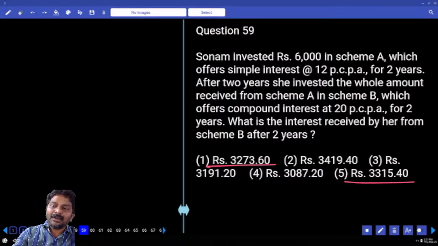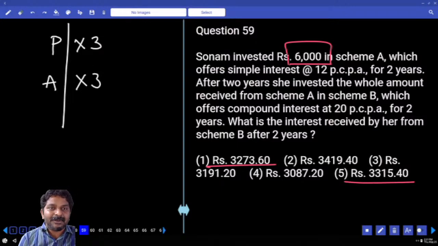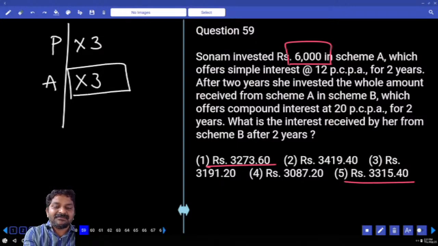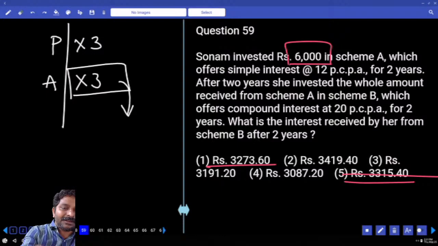What is the initial principal? The initial principal is a multiple of 3, right? Then the amount received from that is also a multiple of 3. Now this money is invested in another scheme, where on a multiple of 3, whatever percentage you calculate is also again a multiple of 3. Is your first option a multiple of 3? Yes. Is your fifth option a multiple of 3? No. Eliminate. First is final. Otherwise, you'll have to calculate.